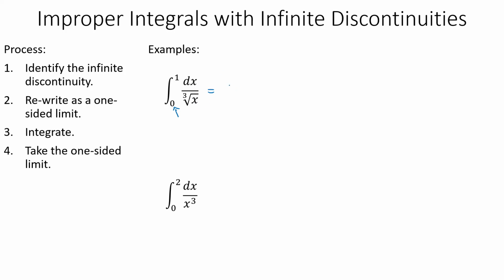So we would rewrite this as the limit as b goes to 0, and we're going from 0 to 1. So maybe to the right of 0, just a little bit bigger than 0, of the integral from b to 1 of, let's say, x to the negative 1/3 dx. So if we integrate that, that's going to be x to the 2/3 over 2/3, or times 3/2, from b to 1.